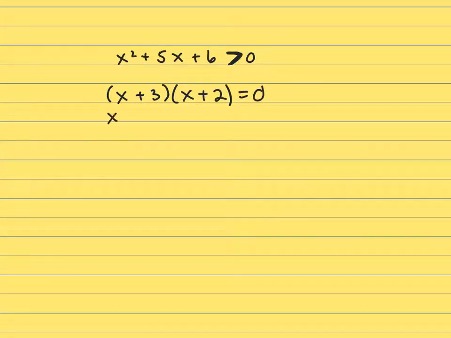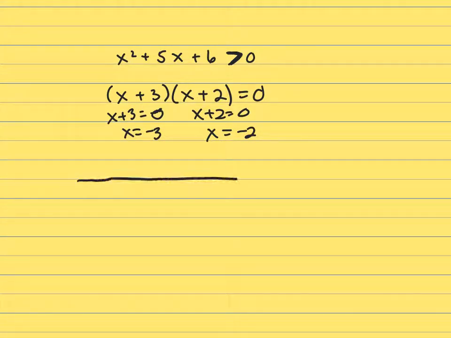Then if you set each one of these factors equal to 0, x plus 3 equals 0 gives you x equals -3. X plus 2 equals 0 gives you x equals -2. You take these critical numbers and put them on a number line. So now your number line is broken into 3 pieces.